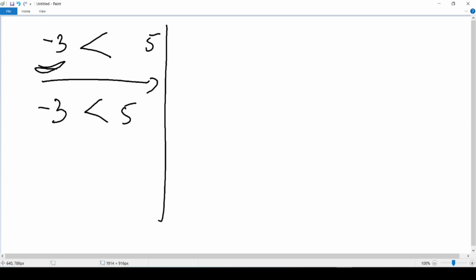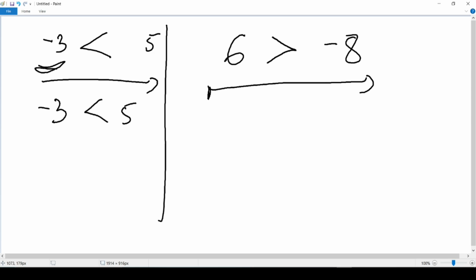What about 6 and -8? We start reading from left to right. So 6 is greater than -8 because 6 is a positive number and -8 is a negative number.